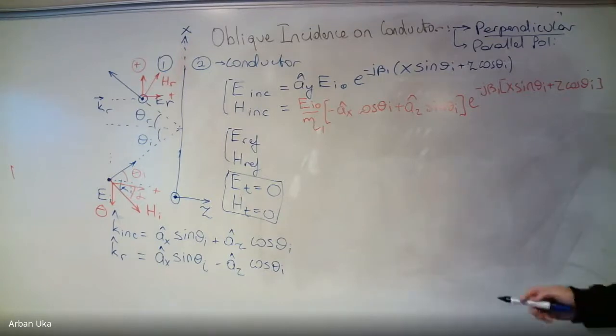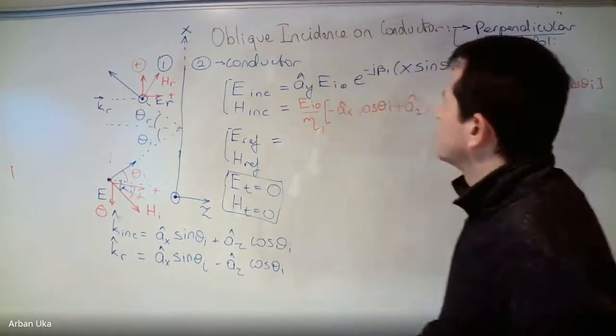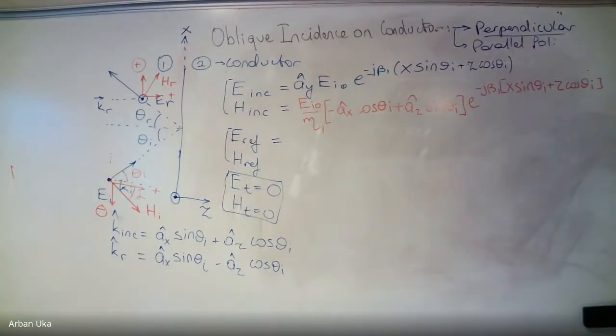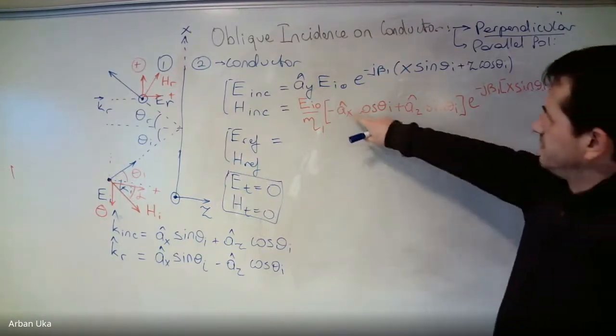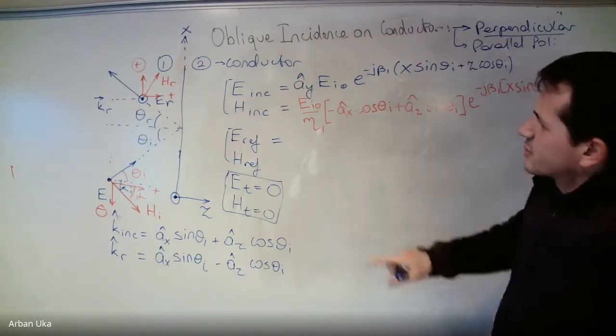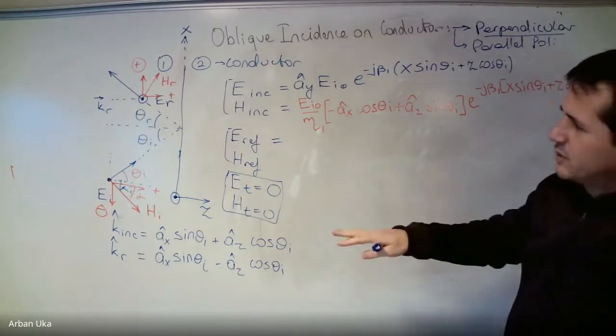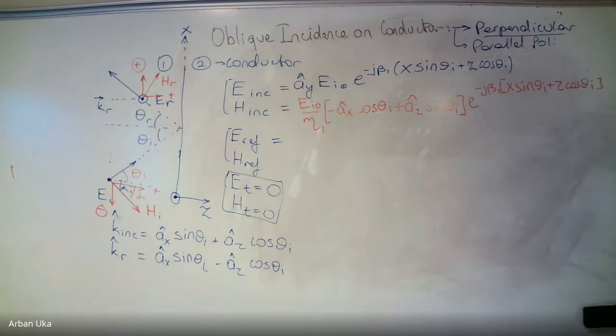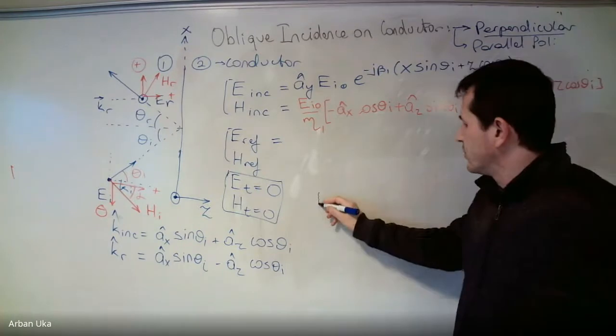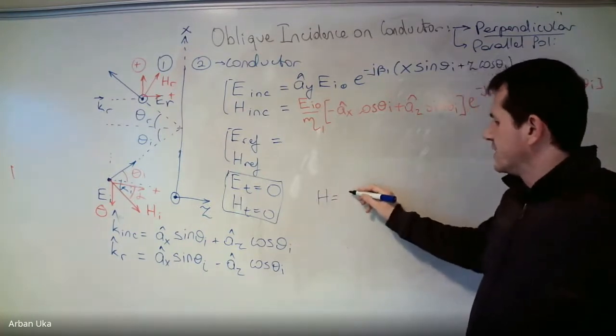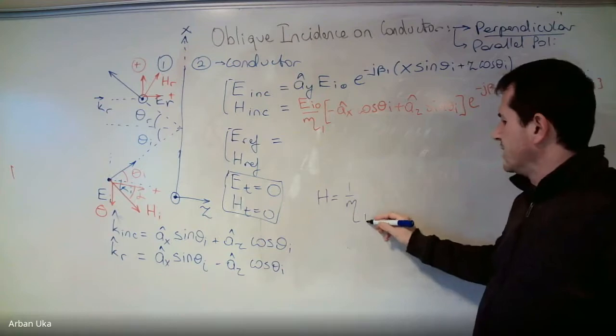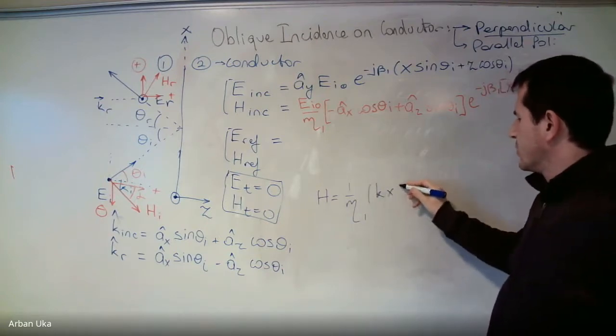So this was the components of the incident wave for the electric and the magnetic field intensity. We derived this expression quite intuitively because we know where it is standing. But we could also try to do the following. The direction of the magnetic field can be written as follows. We can say that H is equal to 1 over eta 1 K cross E.